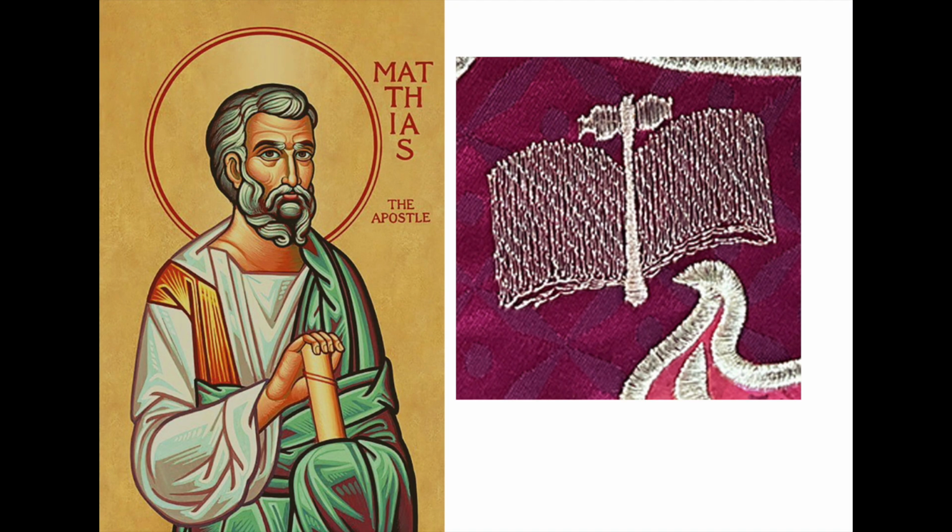Matthias was the disciple chosen to replace Judas Iscariot. After Pentecost, he preached the Gospel widely in Judea and Colchis. His symbol is an open Bible with a battle axe. He was stoned and then beheaded.